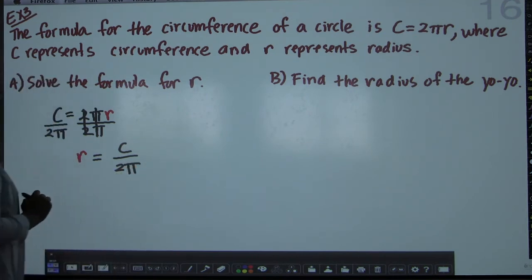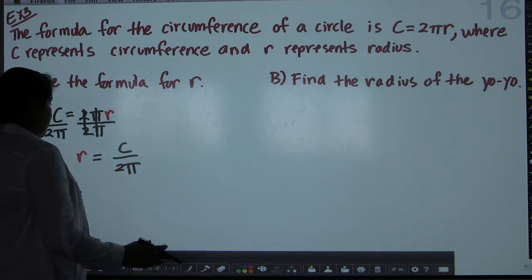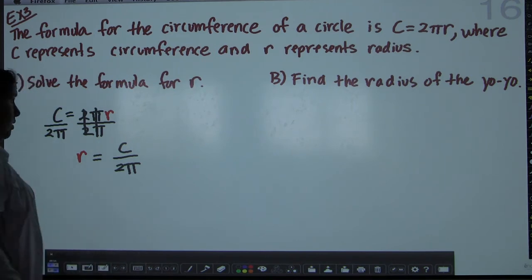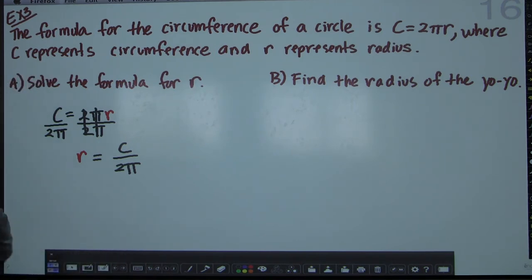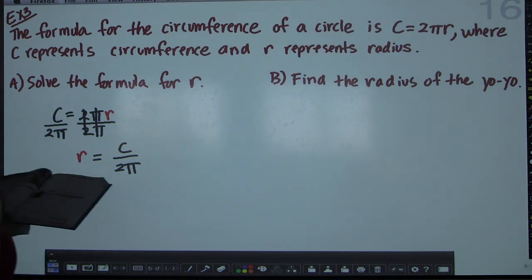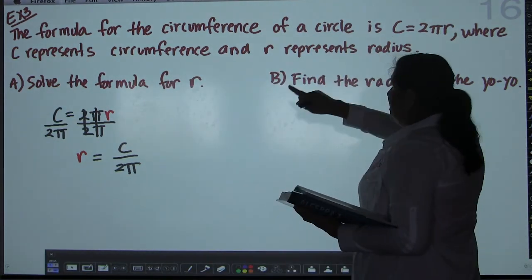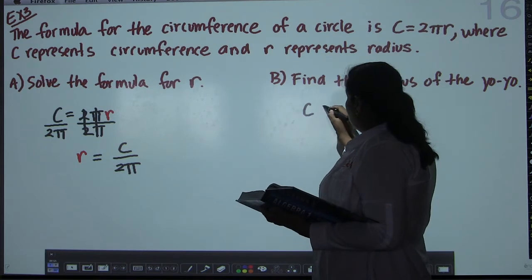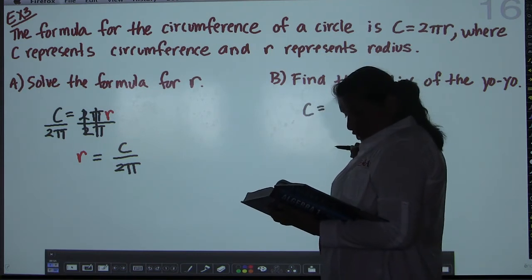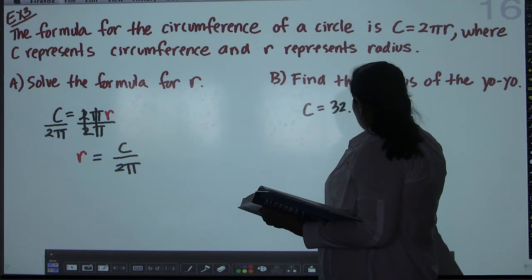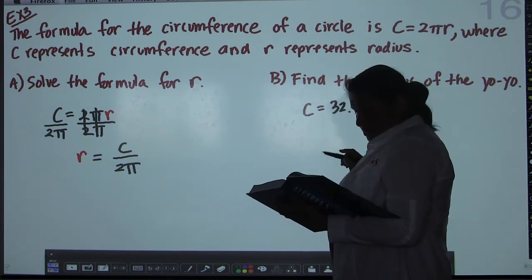So I've done what they've asked for part A, and I don't want you to think that I'm crazy, but in part B it says find the radius of the yo-yo, and you're going, what yo-yo? Well, actually, I didn't want to write down the whole example, but in your book on page 127, right next to example 3, which is what I'm doing right now, to the left of it, there is a little picture insert there, and it says, the largest yo-yo in the world is 32.7 feet in circumference. And we just said earlier when we read this, that C represents circumference. So according to this, circumference of this particular yo-yo is 32.7 feet. That's the circumference.